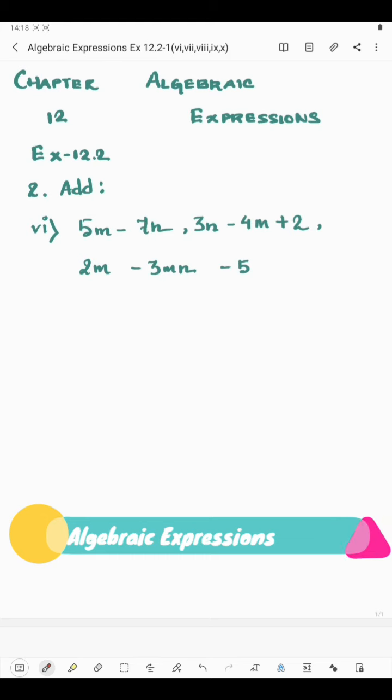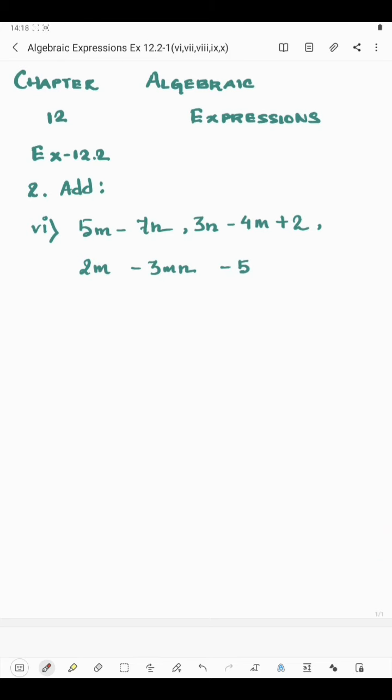Students, today I'll be starting with 6th part of number 2 of exercise 12.2. Now we will have to add 3 expressions over here, 1, 2, 3. We will have to add these 3 expressions and we'll be using the column method. Now in the first expression we have 5m minus 7m.